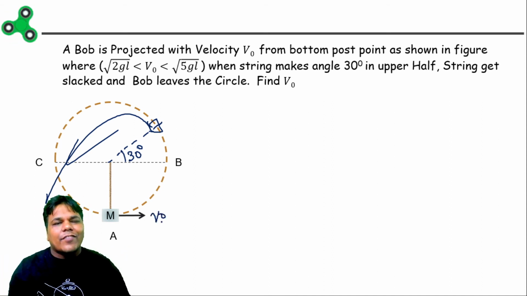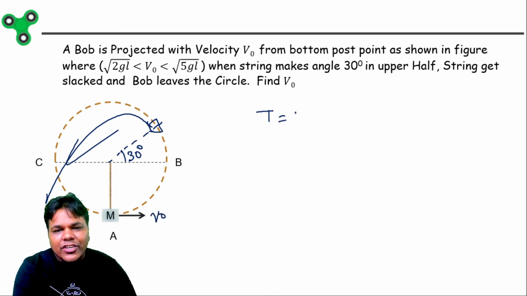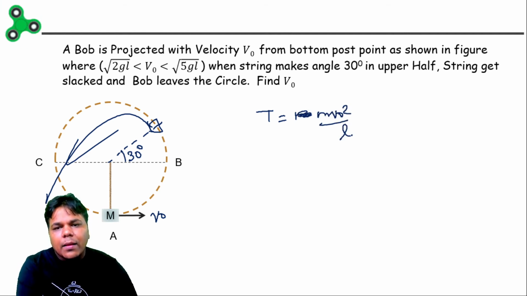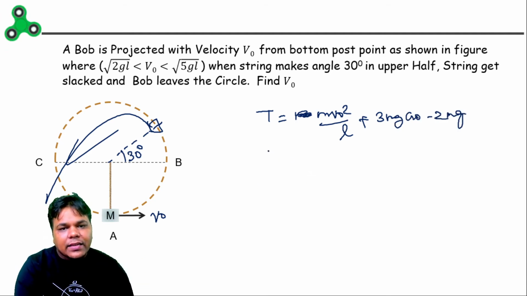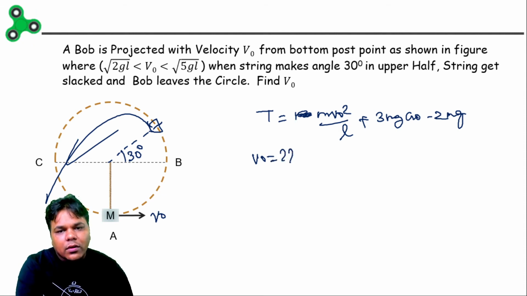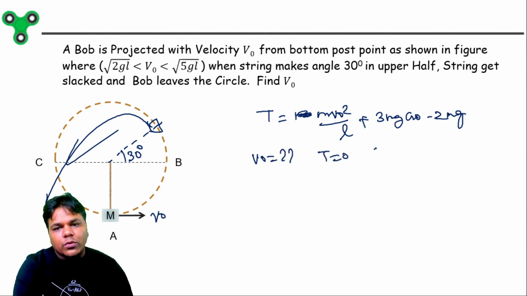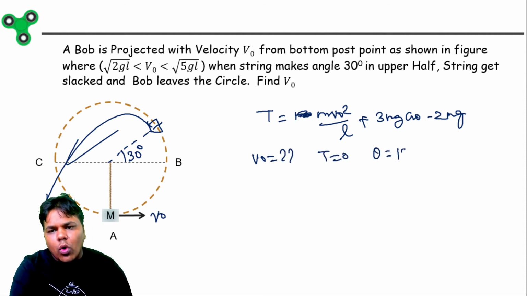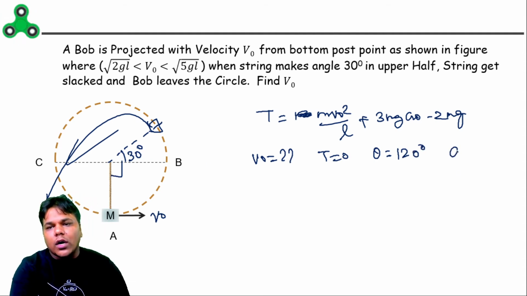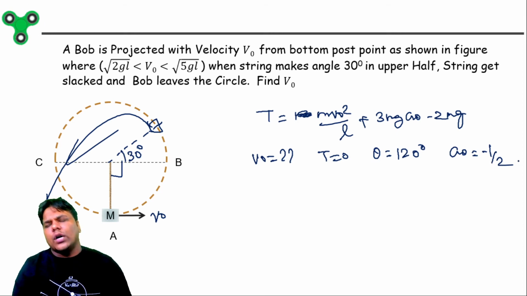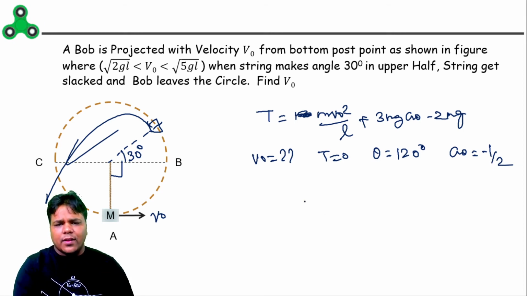Again, we have a wonderful formula. Tension is equal to m v naught square by L plus 3mg cos theta minus 2mg. Now, as you can see, we need to calculate v naught. We have tension equal to 0. Theta is equal to, I think, 120 degrees. We calculated from the bottommost point. So cos theta is equal to minus half. Cos 120 is minus half. We all know that, right?